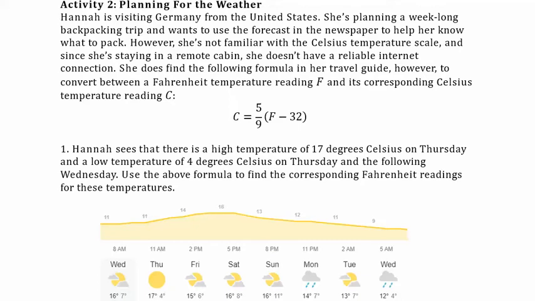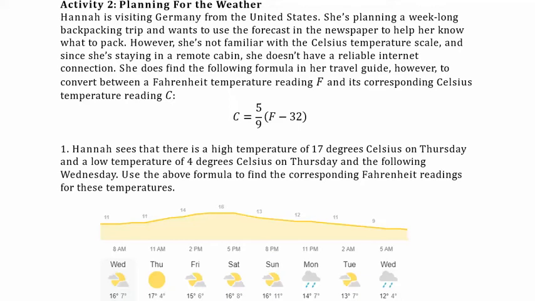Hannah is visiting Germany from the United States. She's planning a week-long backpacking trip and wants to use the forecast in the newspaper to help her know what to pack. However, she's not familiar with the Celsius temperature scale, and since she's staying in a remote cabin, she doesn't have a reliable internet connection. She does find the following formula in her travel guide, however, to convert between Fahrenheit temperature reading F and its corresponding Celsius temperature reading C.